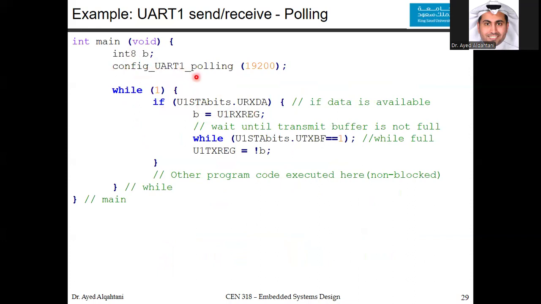And we configure the UART1 and gave it this baud rate. We choose one of the baud rates in the table. This one is 19,200. And then we go through the while loop forever. Now the idea in the while loop is to just keep receiving. If you receive something, flip it, do simple processing, and then transmit it again.